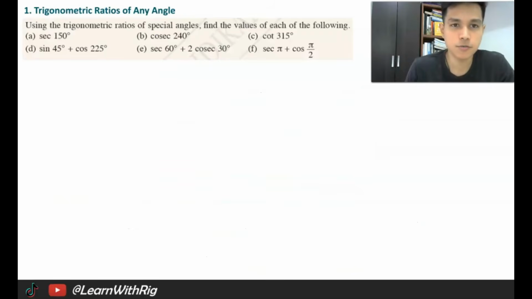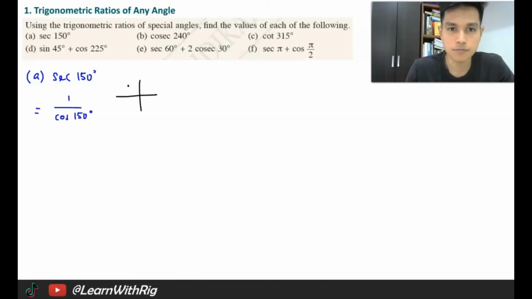Okay, alright, let's do these questions together. So question A, sec 150. I told you before, sec is actually what? 1 over cos, correct? So 1 over cos 150. So 150 is in which quadrant? Not third quadrant, second quadrant. So in this one, only sine is positive. So cos will be negative, correct? So when you rewrite this, it's going to be 1 over, and cos is negative, right?